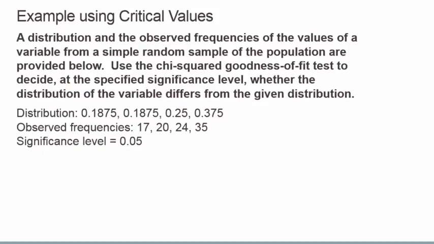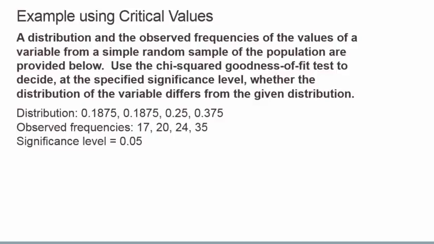Example using critical values. A distribution and the observed frequencies of the values of a variable from a simple random sample of the population are provided below. Use the chi-square goodness of fit test to decide at the specified significance level whether the distribution of the variable differs from the given distribution. Our distribution is 0.1875, 0.1875, 0.25, 0.375. Observed frequencies are 17, 20, 24, 35.